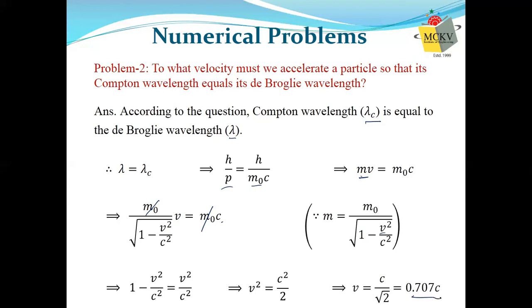That is 0.707 into 3 into 10 to the power 8 meter per second. So that will be the velocity of the particle for which the Compton wavelength is the same as the de Broglie wavelength.